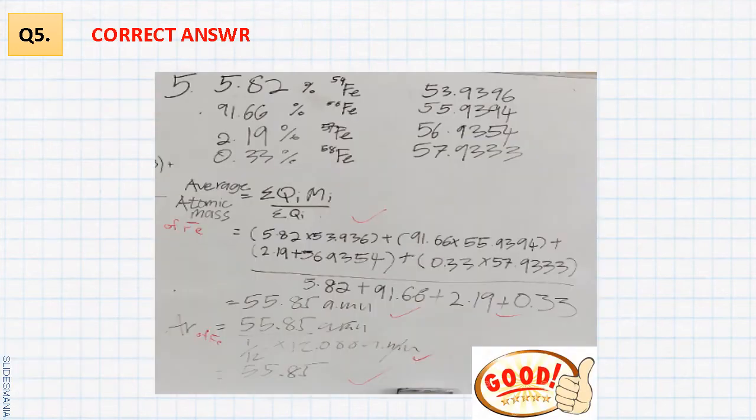For the sample answer, yes, this student answered correctly. This student is very good. States everything clearly. Then formula, substitution, final answer with AMU. This is the average atomic mass of iron. And then continue with the relative atomic mass of iron by comparing with 1 over 12 times carbon 12.